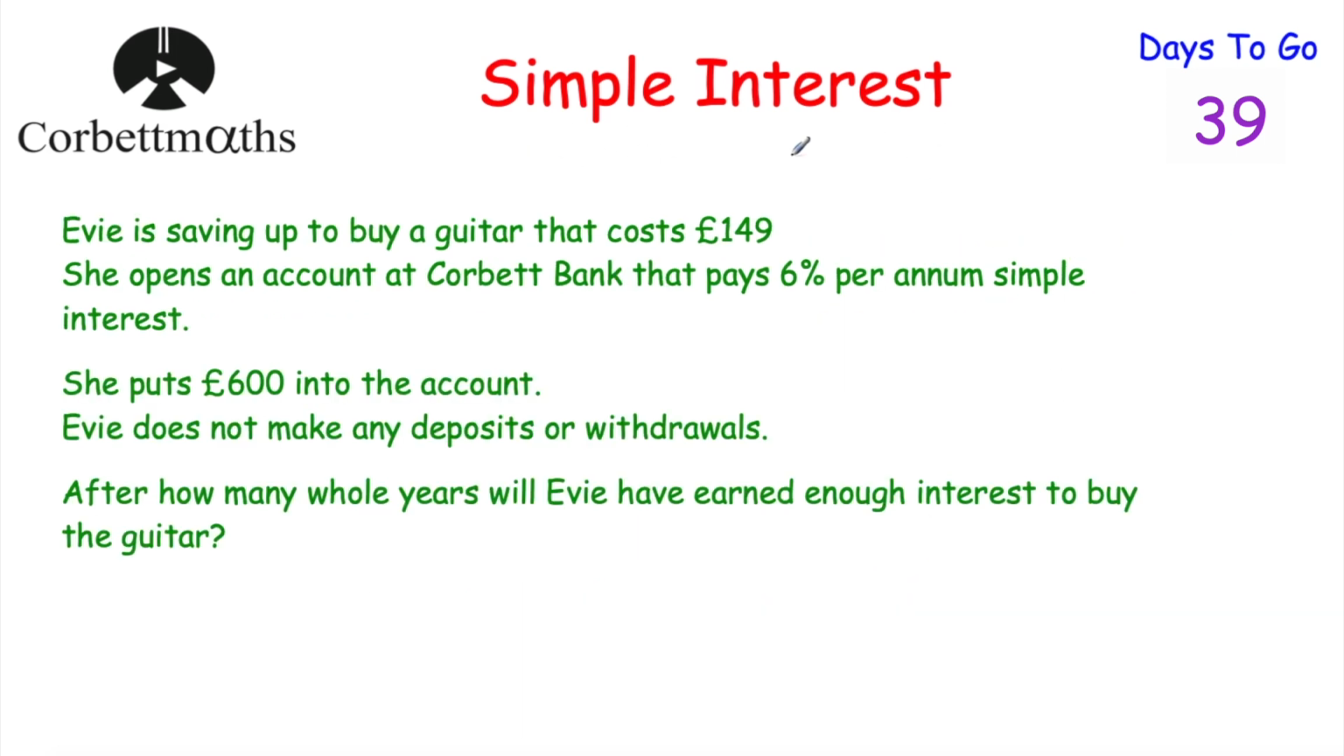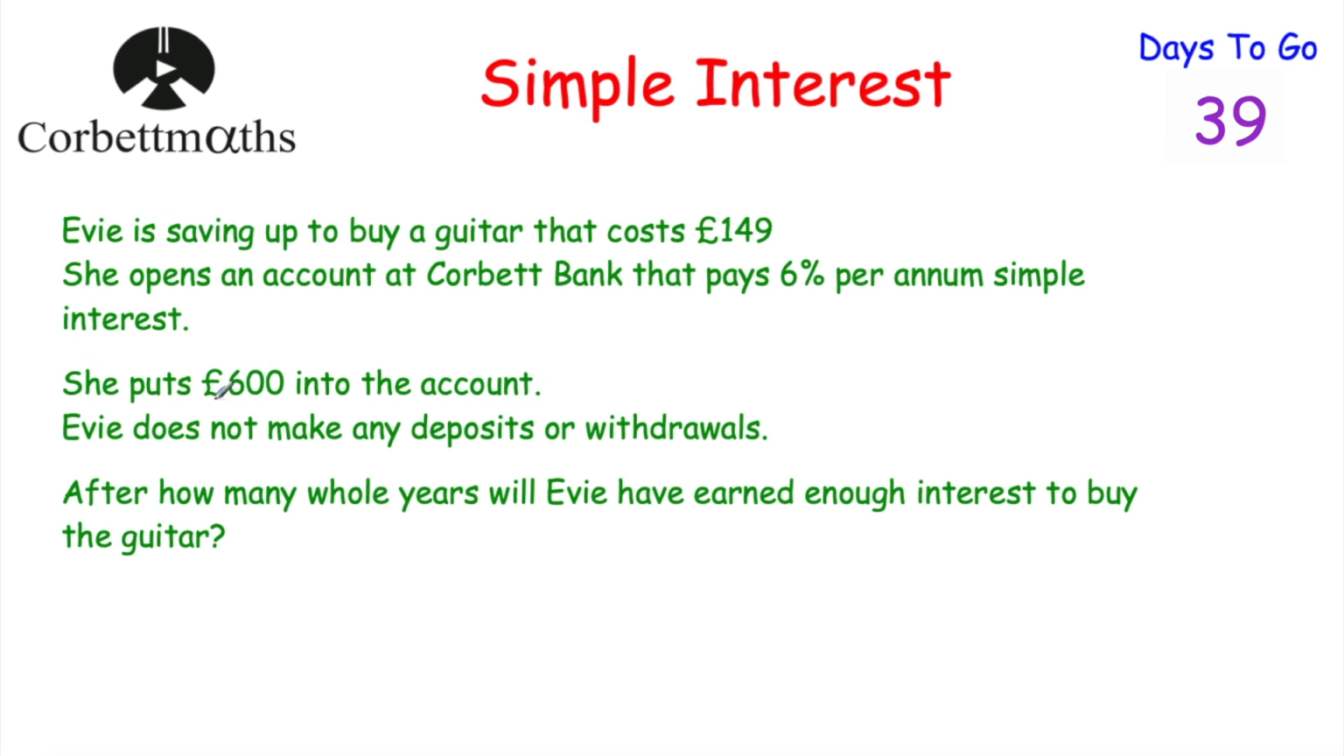Okay, let's have a look at our last simple interest question. Now this question is a problem solving question and we're told that Evie's saving up to buy a guitar that costs £149. She opens an account at Corbettmaths that pays 6% per annum simple interest. She puts £600 into the account and she doesn't make any deposits or withdrawals, so she just leaves that in the account. The question says, after how many whole years will Evie have earned enough interest to buy the guitar? So she wants to buy the guitar just using the interest. Feel free to press pause and to work this out now.